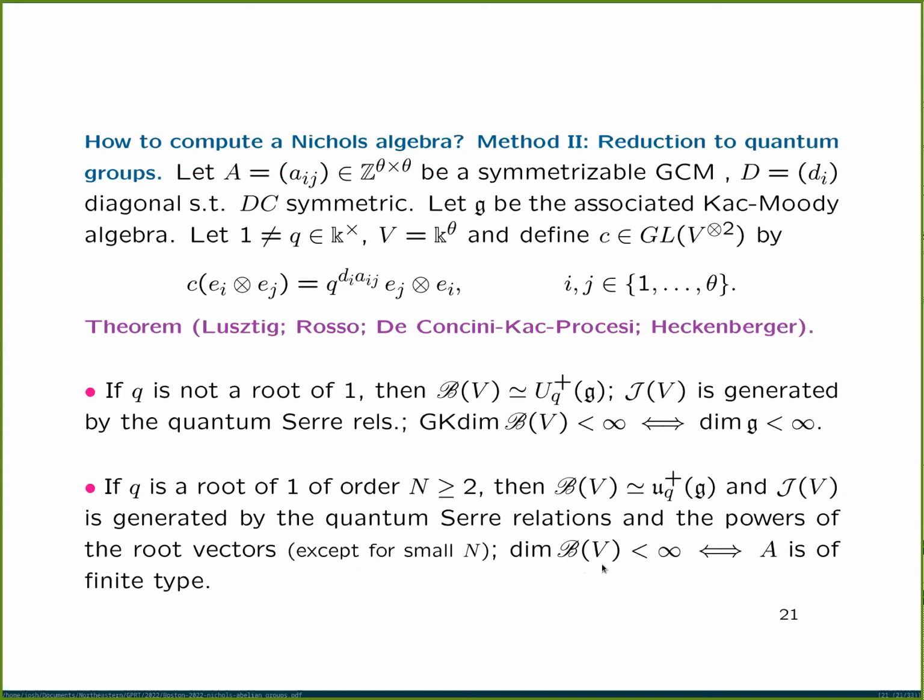Let me tell you very briefly what is the complication. The complication is the quantum Serre relations have support 2, so they are relations in 2 letters, i and j. But if you go to n equal to 2, there will be relations with support of 3 letters, i, i+1, i+2. This comes from the fact that the powers of the root vectors have a very small order. This makes this phenomenon clear. Again, the dimension of B(V) is finite if and only if A is of finite type.